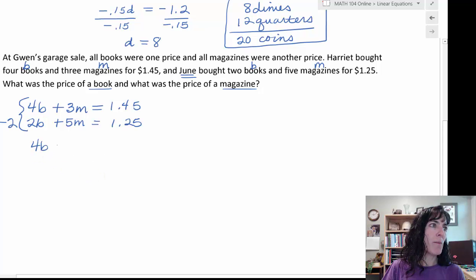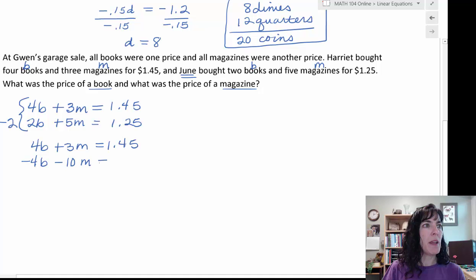So I'll have 4b plus 3m equals $1.45. And then the second equation is going to have every term multiplied by a -2. So it's going to be -4b minus 10m equals $1.25 times 2. That's going to be $2.50. You can do that on your calculator if you need to. And remember, the addition or elimination method means we're just going to add those 2 equations together now.